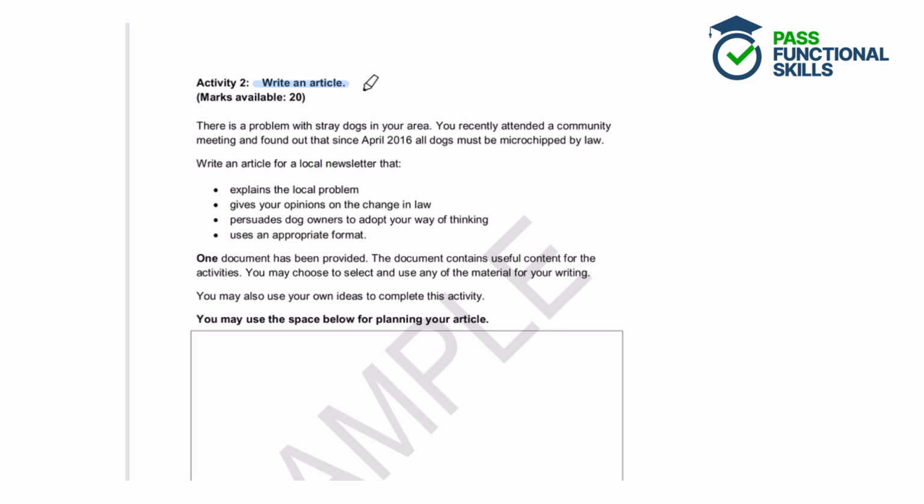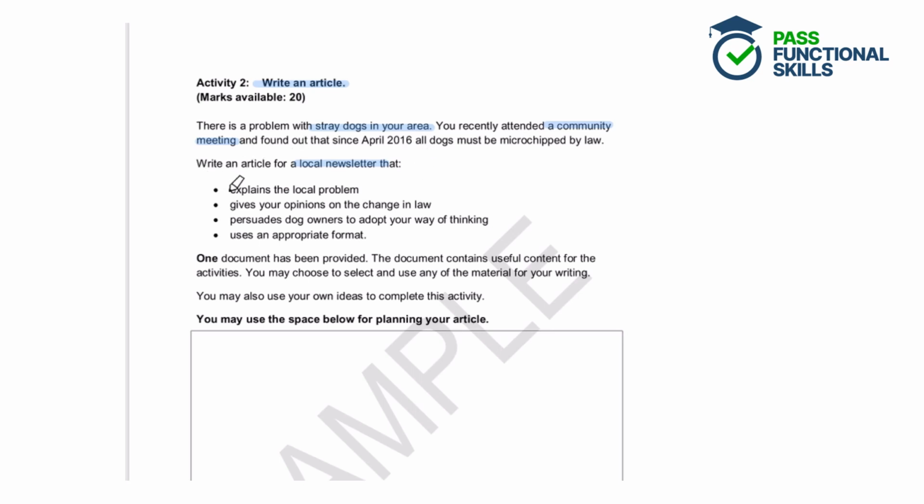So the topic that we need to write about is stray dogs in our area. So we're writing this based on a community meeting, and we found out a new law. So we might want to include that detail about that law there in our answer at some point. We're writing for a local newsletter, so we need to be focused on the local community. So we might want to come up with a name of a town and explain the specific problems about stray dogs in that specific area.